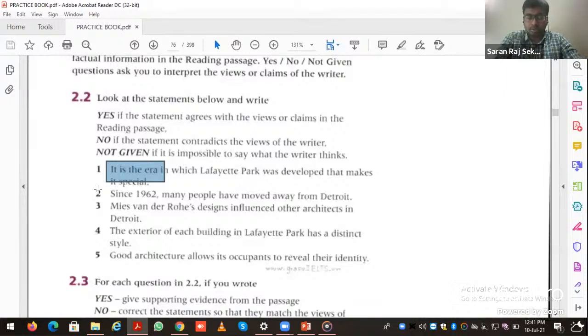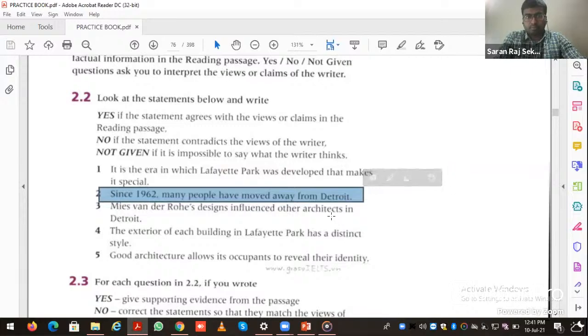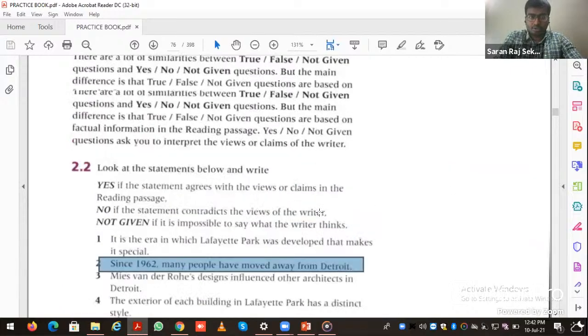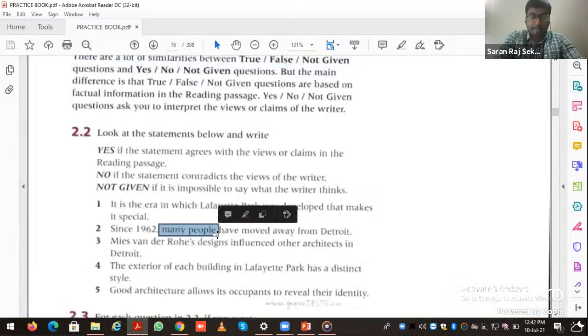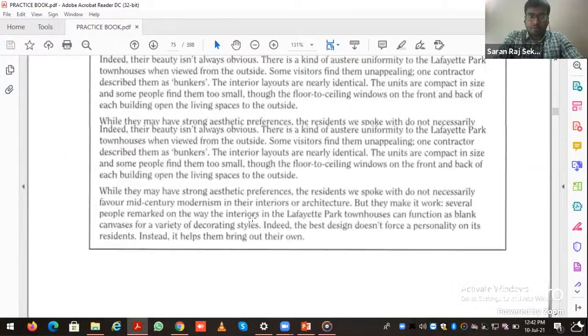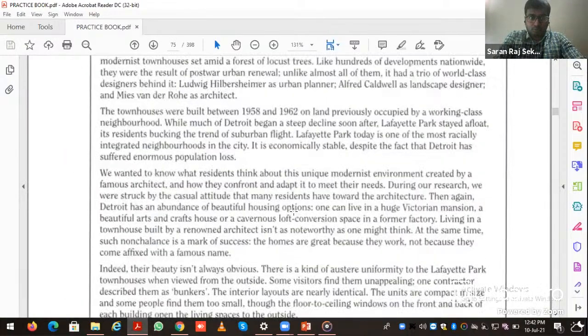As I said, it will be in a sequential order. So again, the question: since 1962 many people have moved away from Detroit. So from Detroit they have moved since 1962, like many have moved. Many, look at this, this word is important because they have mentioned many people, which is after 1962. So 1962 is mentioned here. Let's read this line carefully.